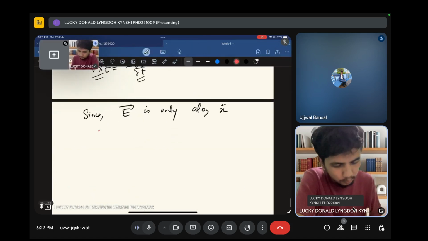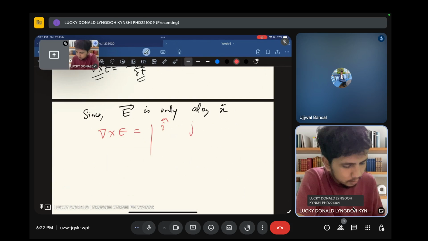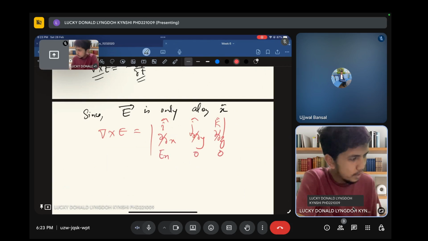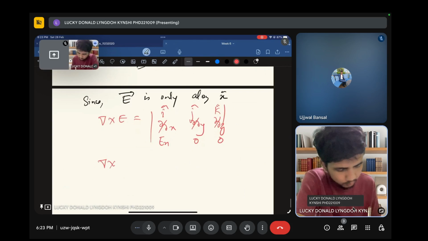Now if you calculate del cross E, it will be simply the determinant of i j k, del by del x, del by del y, del by del z. Since there is only x, we can write Ex, and this is 0, 0. So ideally del cross E will be what?